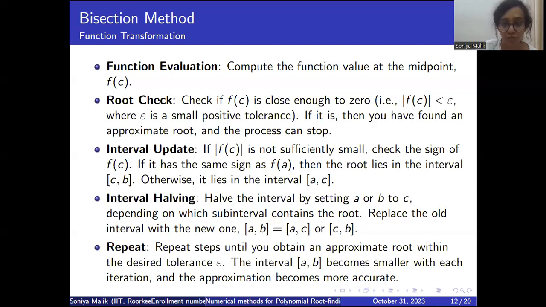If f(c) and f(a) have the same sign, then the root will lie in the interval c to b. Otherwise, it will lie in the interval a to c. So again, if f(a) and f(c) have the same sign, then we will replace a with c and do the same procedure until we get an approximate root within the desired tolerance. And this is how the bisection method works. So now we will see its MATLAB code.